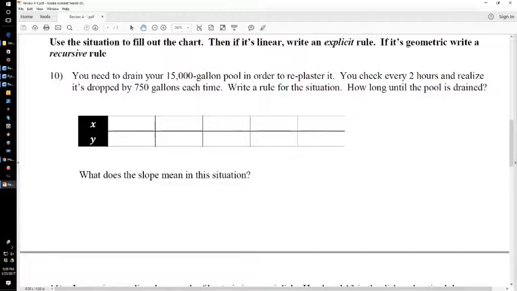So the way we start off, we always start at x is 0. That's your starting point. And we start off with a pool that has 15,000 gallons in it. Okay? And how often are we checking? Well, we're checking every 2 hours. So our x is going to fluctuate by 2, which is 2, 4, 6, 8.